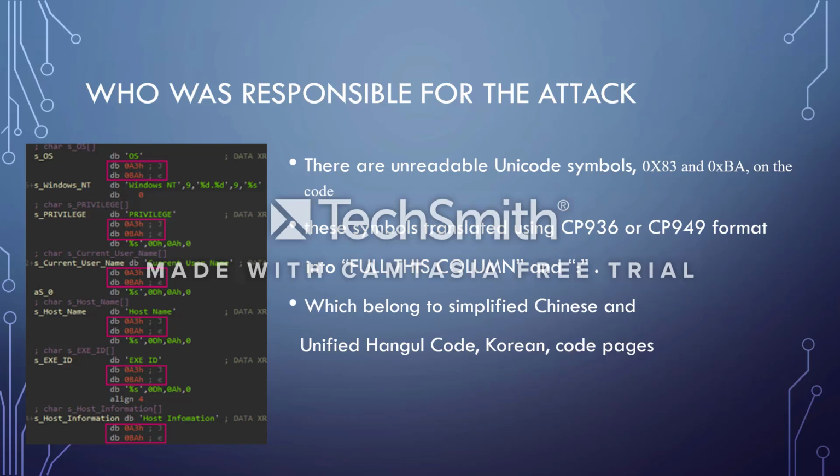When security experts examined the firmware code, they encountered unreadable Unicode symbols like 0x83 and 0xBA. Then experts used a brute force way to convert these symbols into a readable format. Finally, they translated these symbols using the CP936 format into full-width colon and comma symbols. These formats belong to simplified Chinese and Korean code pages.